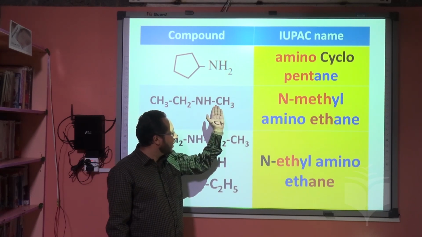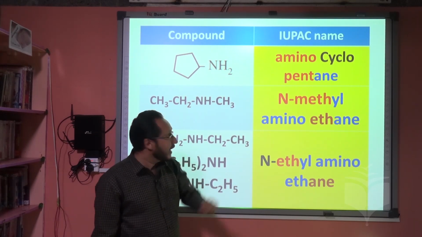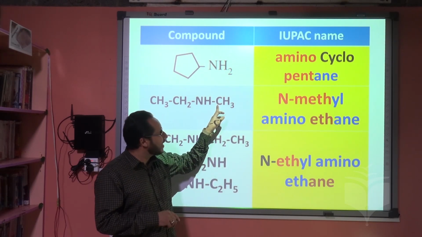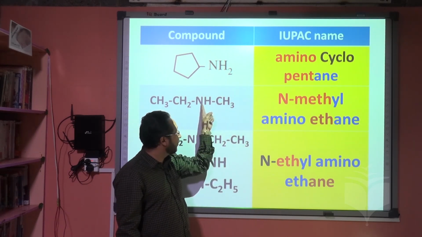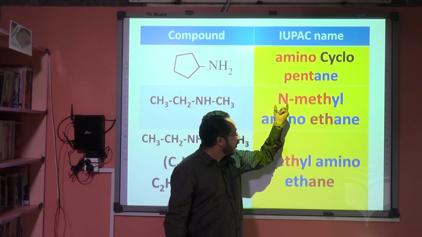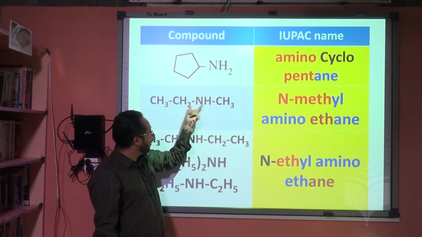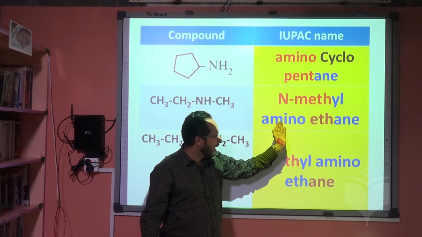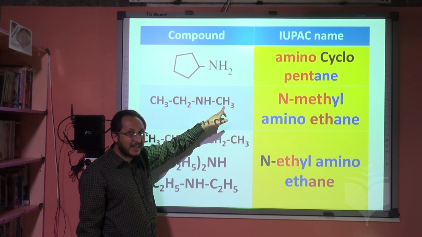Okay, so you have to name these two carbons. But the rule says the branch that has fewer carbon atoms, this branch, you have to assign it with N. N means at the nitrogen atom we have this group, which we call methyl. So N-methyl. The one that has fewer, you have to write YL. And the longest chain is ethane. So N-methyl amino ethane.